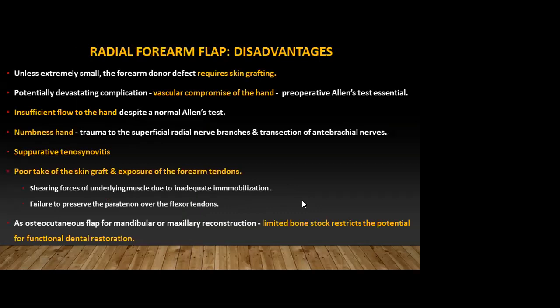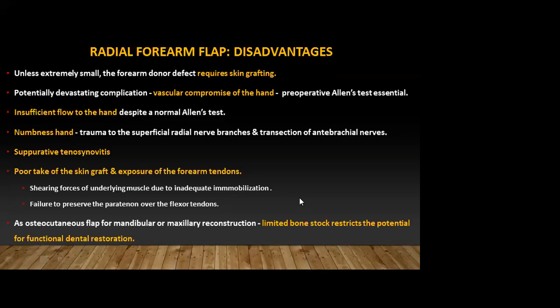The disadvantages of radial forearm flap: unless extremely small, the donor site always needs skin grafting. We cannot close it primarily. And the most devastating complication is the vascular compromise of the hand. So a preoperative Allen's test is very important before going for a radial forearm flap. Even if we are getting a normal Allen's test, sometimes there is insufficient flow to the hand. And the fourth problem is the numbness of the hand that may be due to trauma to the superficial radial nerve branches and transection of antebrachial nerves.